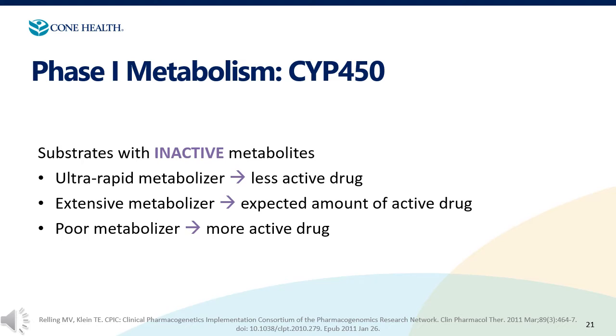For substrates that are metabolized into inactive forms, ultra-rapid metabolism will cause less active drug because it's being quickly deactivated, which can reduce the efficacy of a drug. Extensive metabolism results in normal amounts of active drug, and poor metabolism leads to less deactivation and thus more active drug, which can cause increased sensitivity and possibly toxicity.